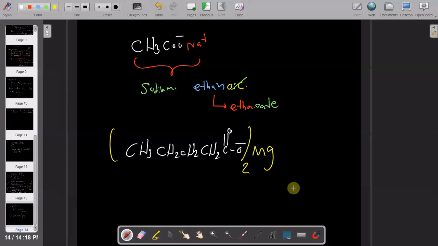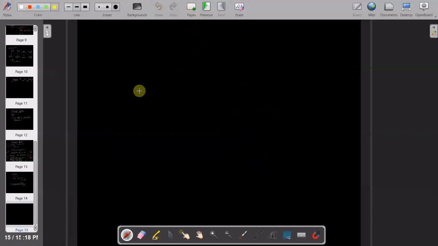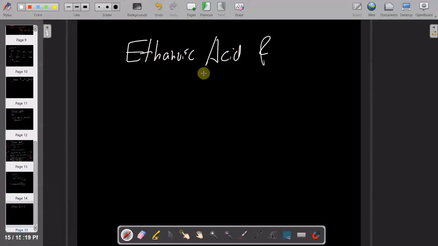Okay. Now let's move on to esterification. Those are the reactions of carboxylic acid. Then write ethanoic acid, then esterification reactions.